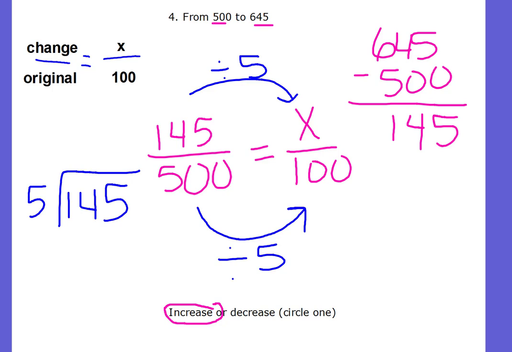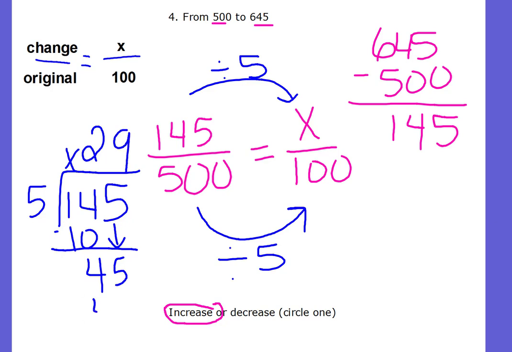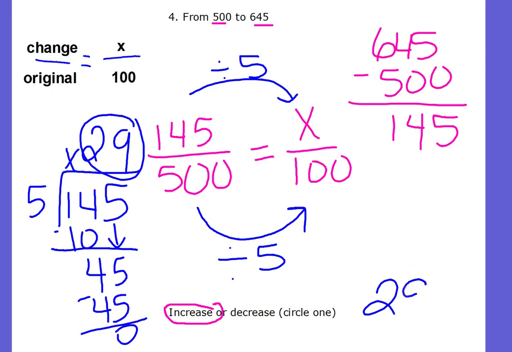145 divided by 5 equals what? 1 cannot be divided by 5. 14 can be divided 2 times by 5. And 45 can be divided by 5 9 times. So that means that 29 is our percent that it increased. So to go from 500 to 645, it needed to increase 29%.